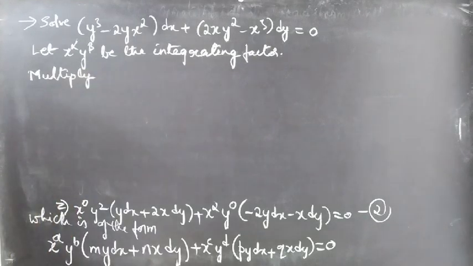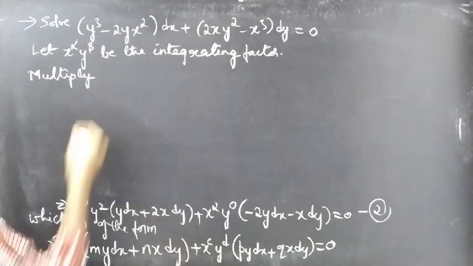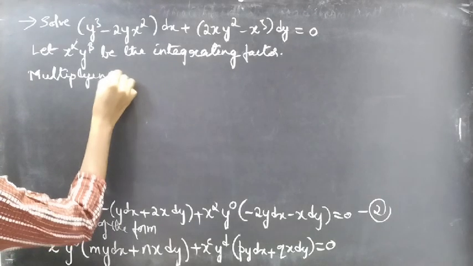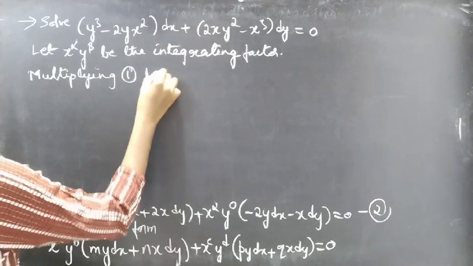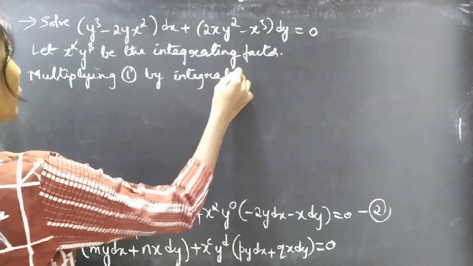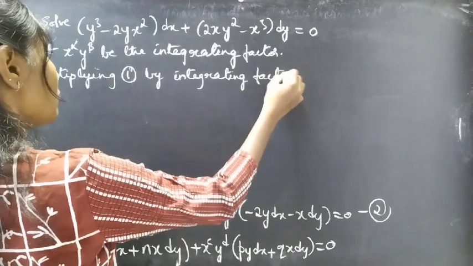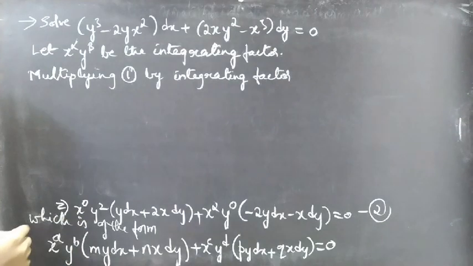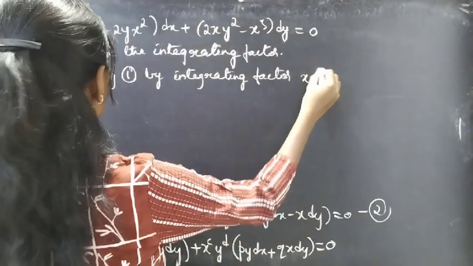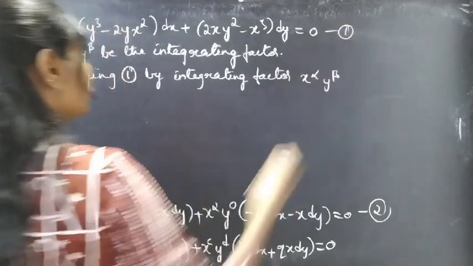Multiply by an integrating factor. By multiplying the given equation by an integrating factor, we have to make the given equation exact, right? So we know that by multiplying the given differential equation with some integrating factor, the equation becomes exact, right?